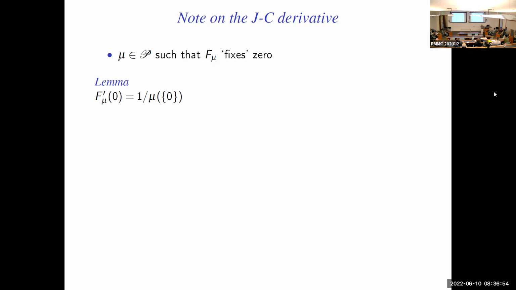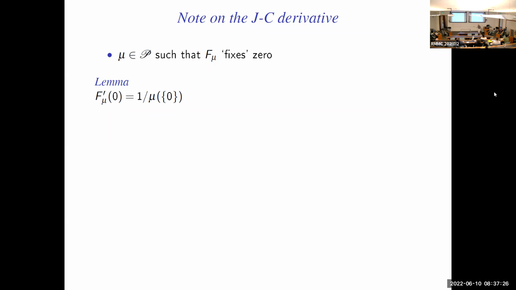Suppose that F mu, the reciprocal Cauchy transform of a measure mu, "fixes" 0. Notice "fixes" is in quotation marks. That means that f of iy tends to 0 as y tends to 0. In this case I can calculate the Julia-Carathéodory derivative of this function at 0, and it's given by this formula: f prime mu at 0 is 1 over mu of 0.